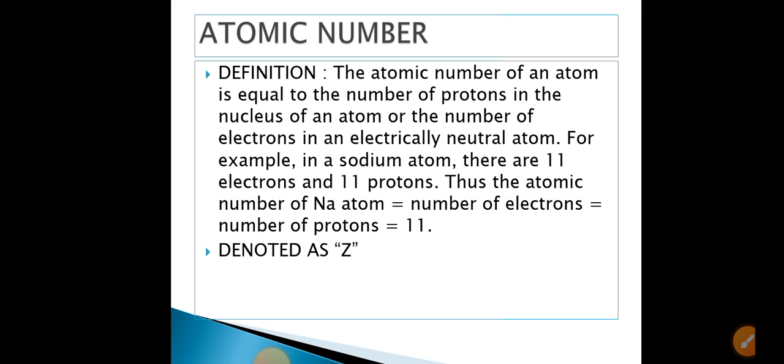Now the next topic is atomic number. Let's understand what is meant by atomic number. Let's go with the definition. The atomic number of an atom is equal to the number of protons in the nucleus of an atom, or the number of electrons in an electrically neutral atom.